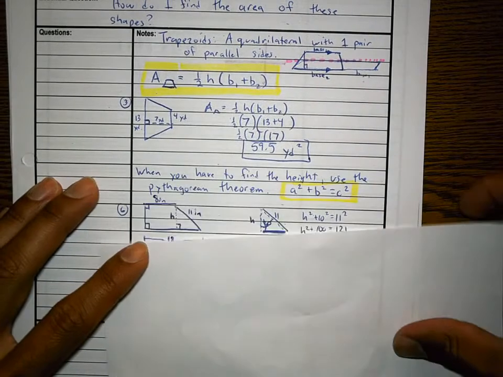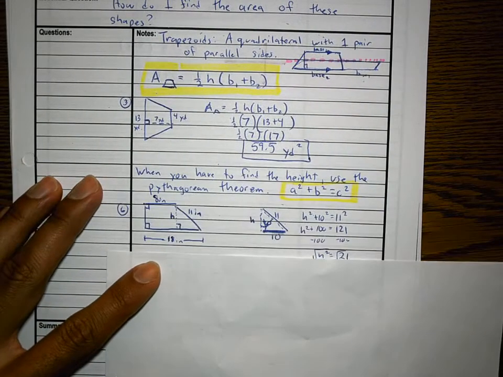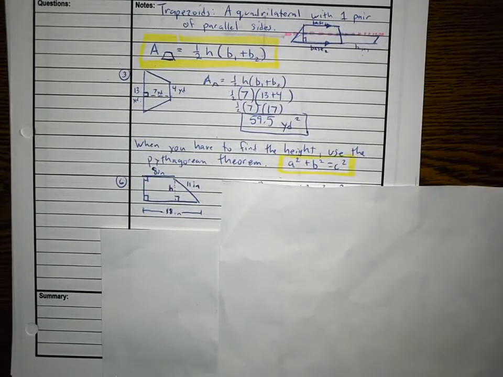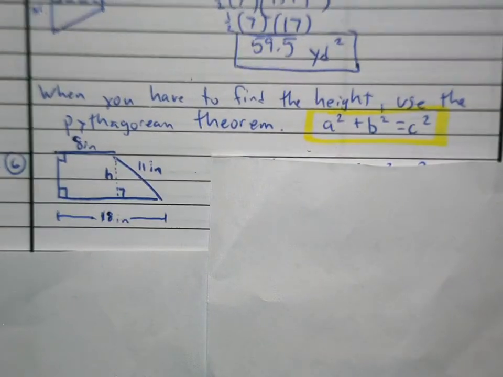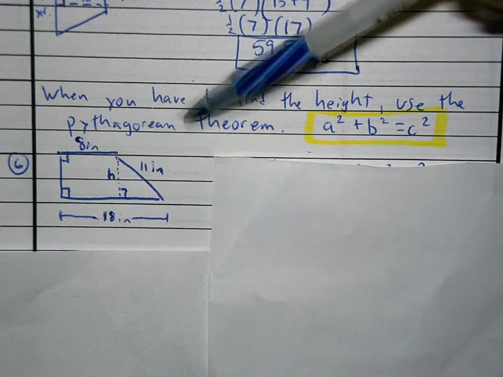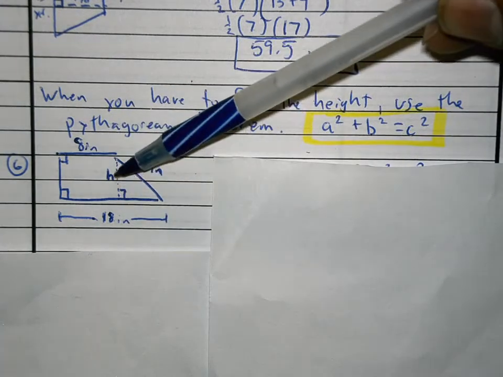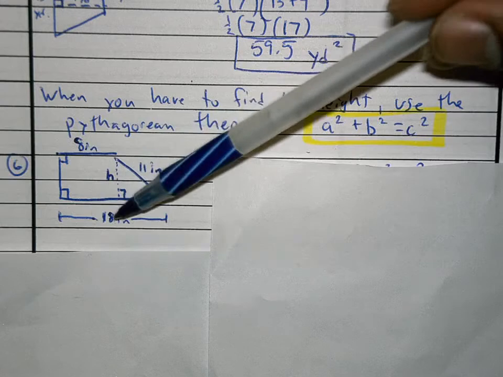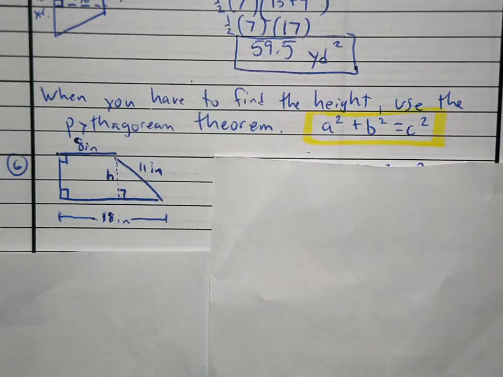Okay, so let's look at number 6. I need to zoom in a little bit because that's really far away. Number 6 looks like this. It has an 8 inches right here. It has an H right there. Well, actually, I don't even think it has an H right there. It has 11 inches, it has 18 inches, and it has a couple of right angle symbols in it.